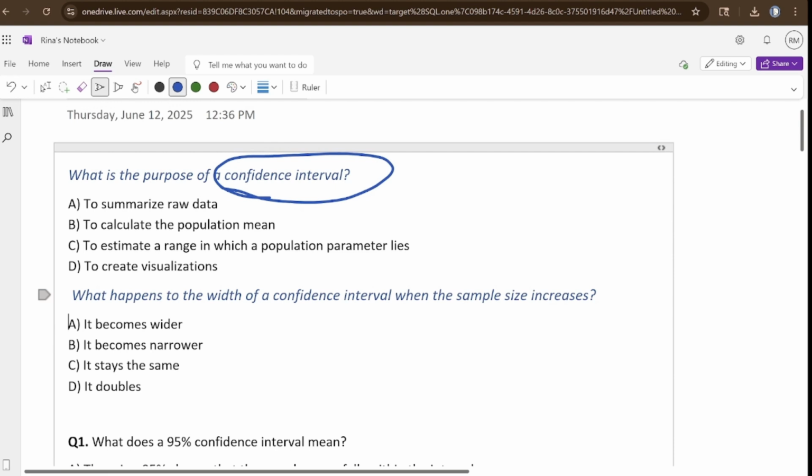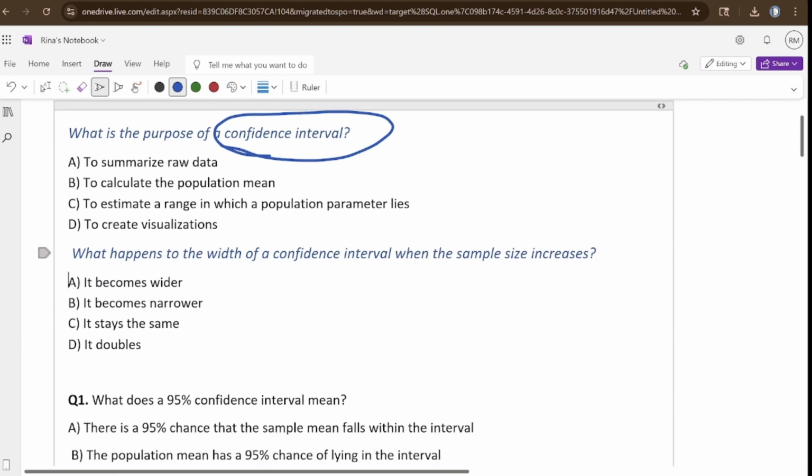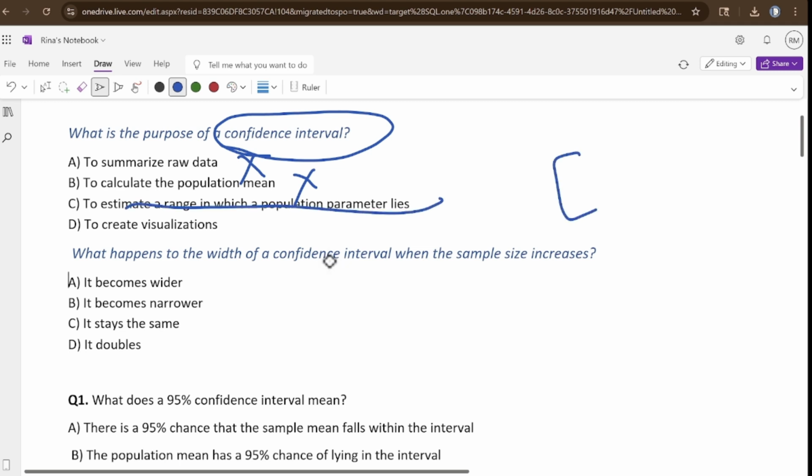See, first question. What is the purpose of confidence interval? To summarize raw data? No. To calculate population mean? No. To estimate a range in which population parameter lies? Exactly. It is a range like 162 to 168 and I want to say that the mean height lies here.